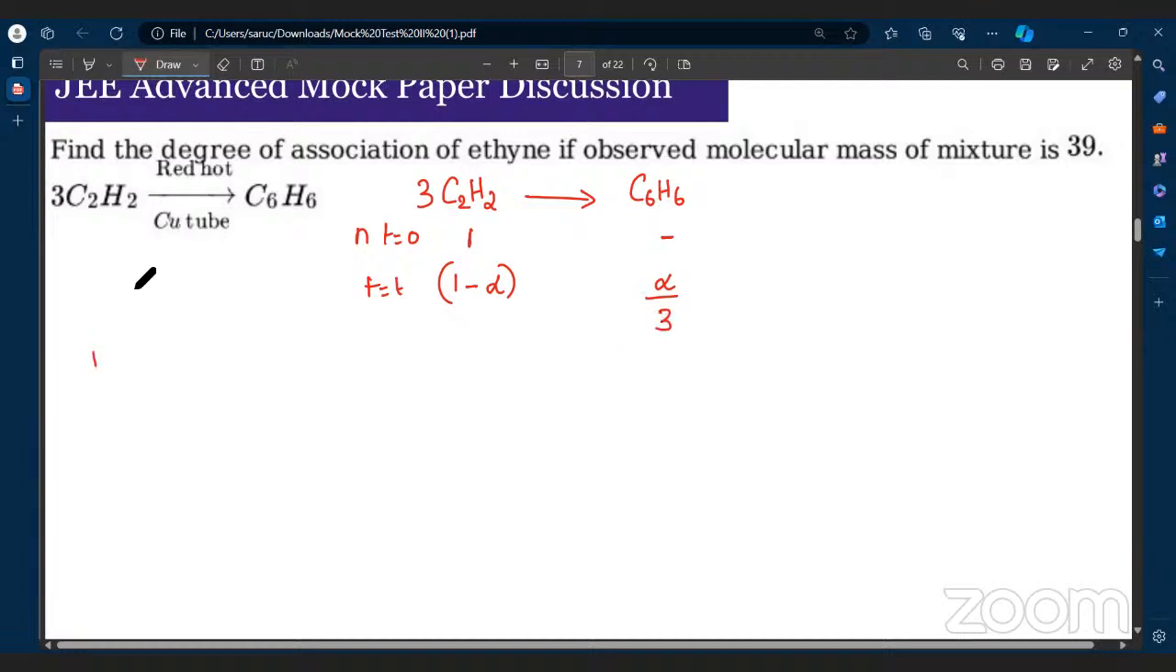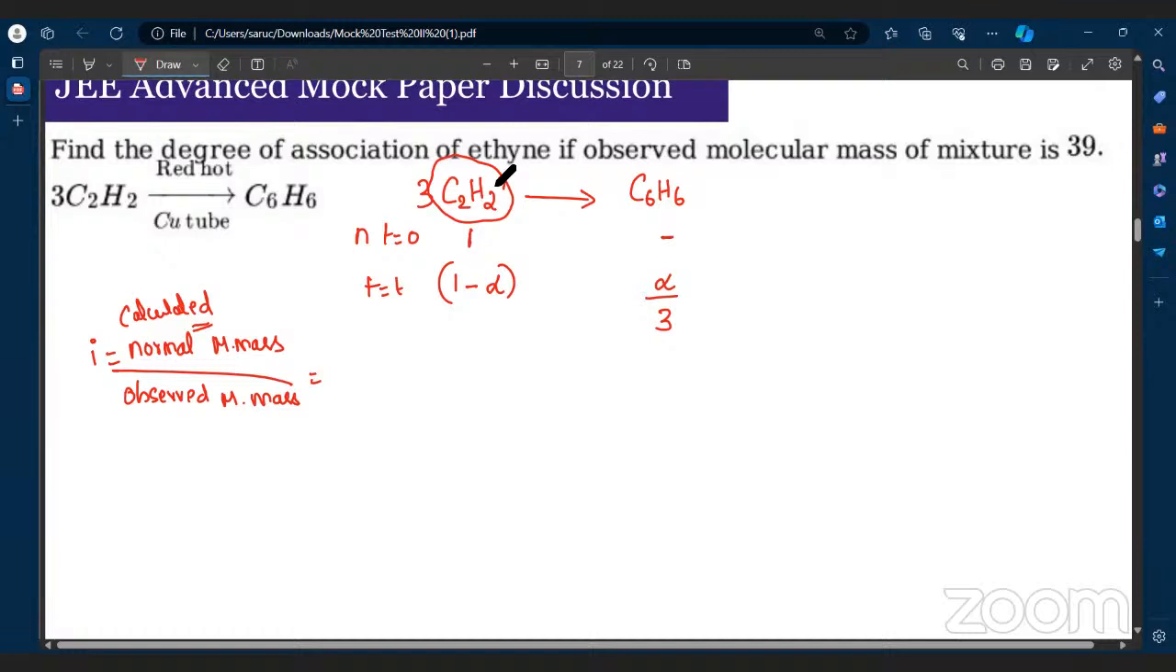Now, what is the Van't Hoff factor? When the molecular mass is given, it is the normal molar mass by the observed molar mass. Now tell me, what is the normal? Normal is nothing but the calculated molar mass. What is the calculated molar mass of C2H2, ethyne? You just do the molar mass calculation for ethyne. What is the molar mass of ethyne?